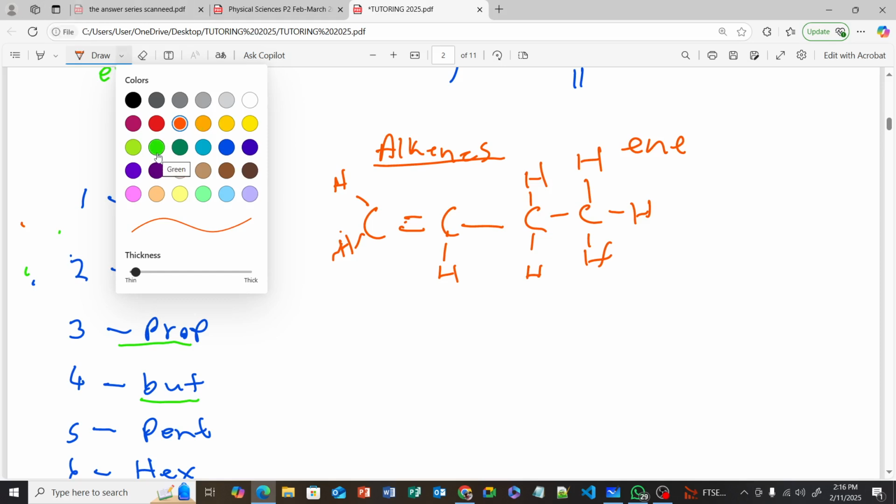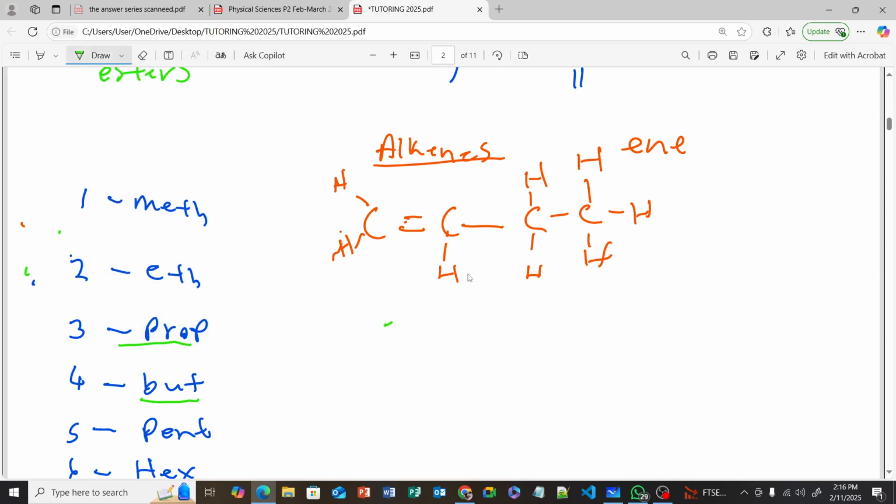Okay, yes, I'm going to choose green. So do we say in this instance that it is 1, 2, 3, 4, or is it 1, 2, 3, 4? Now this is where we start to create rules so that naming can be much easier.